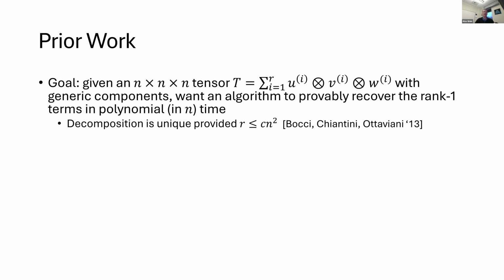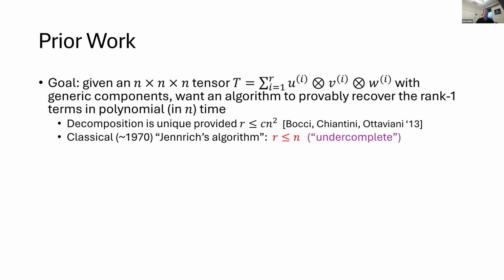Okay, so what's known about this problem? For what value of R can we hope to solve it? Well, the first thing to say is that as long as R is smaller than roughly n squared, the planted decomposition will be the unique rank R decomposition, which means that in principle, you can hope to solve the problem, but that doesn't give you a fast algorithm.